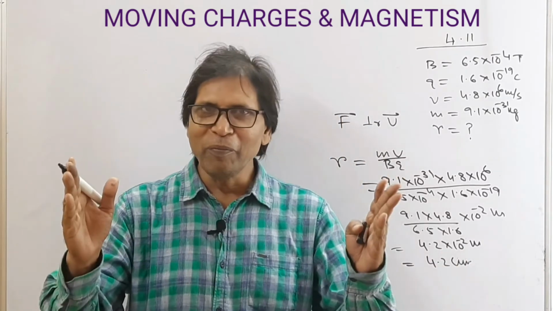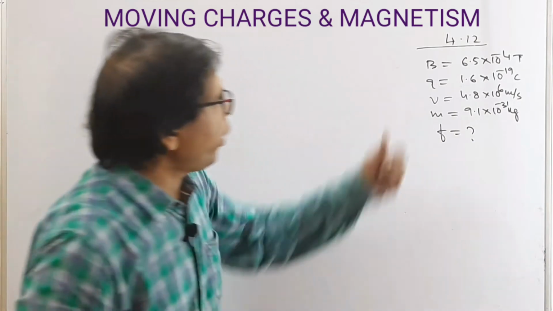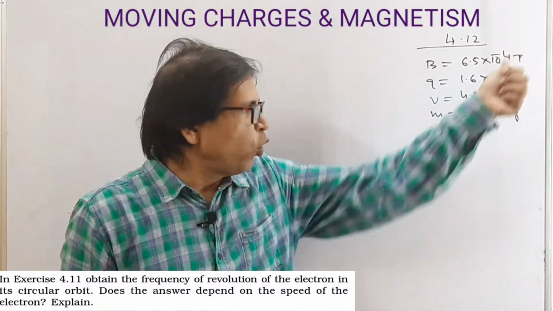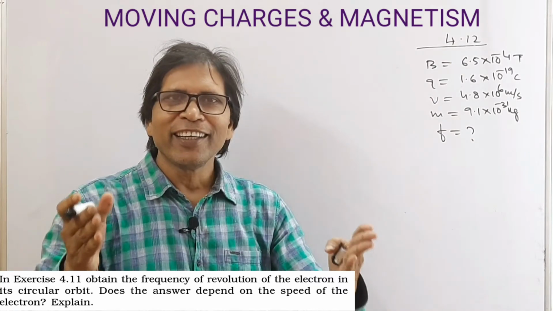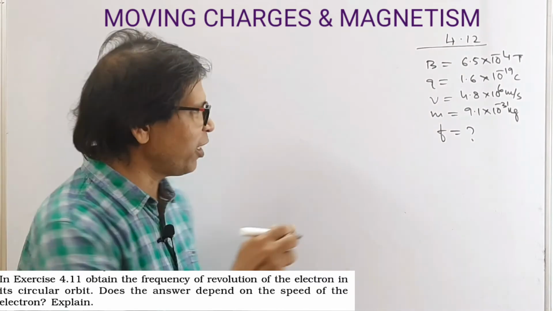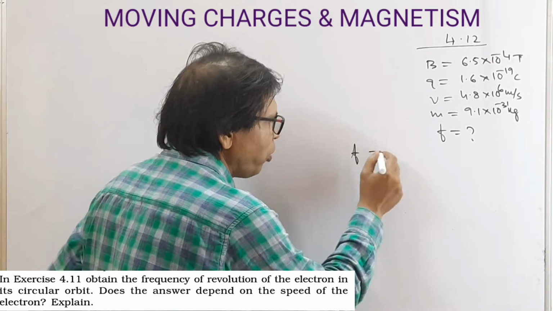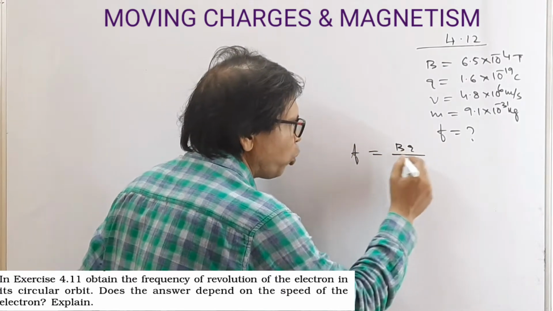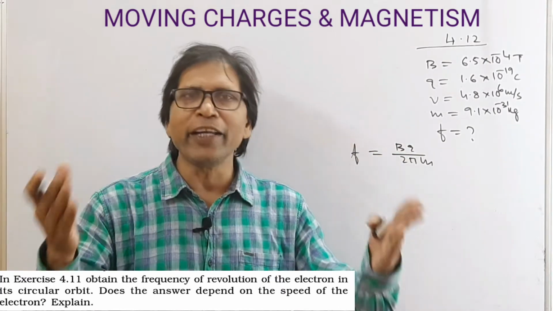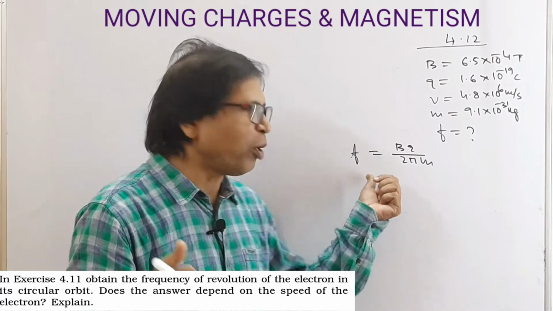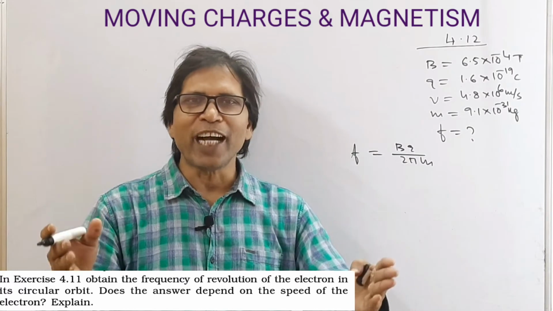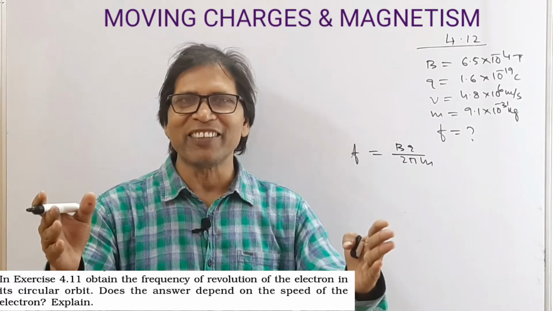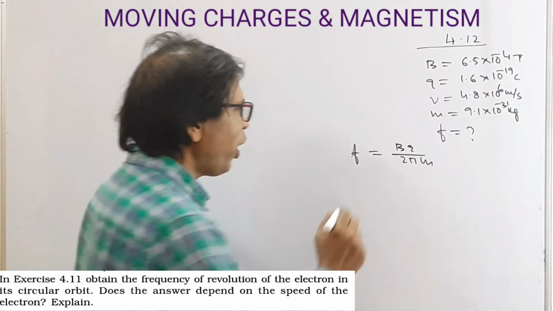Okay, no problem. Next, NCERT 1.2. Here the data is given. We have to calculate the frequency of revolution. Now the frequency of revolution is Bq divided by 2 pi m. It is already known that the frequency of revolution does not depend on the speed of the charged particle in a magnetic field.